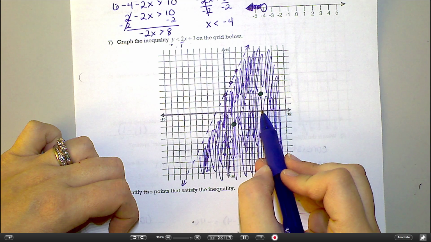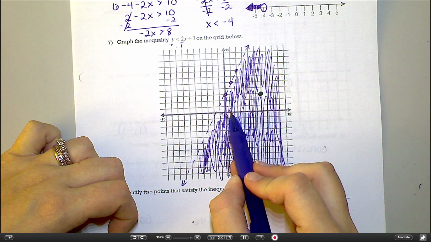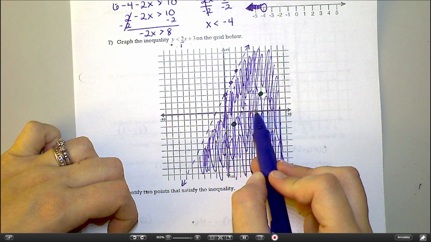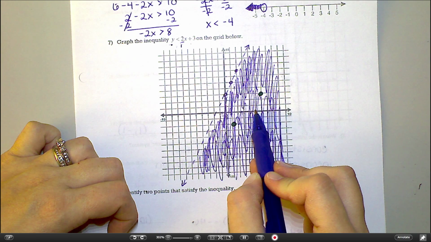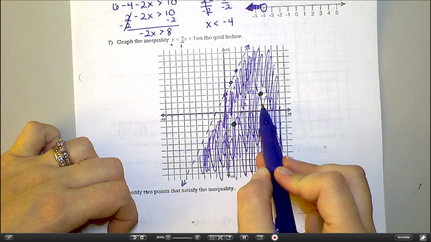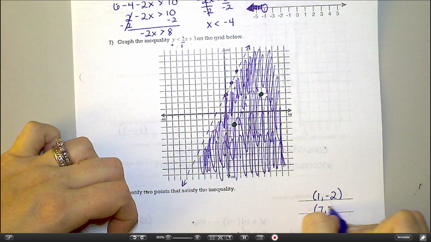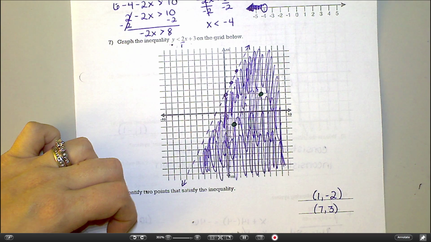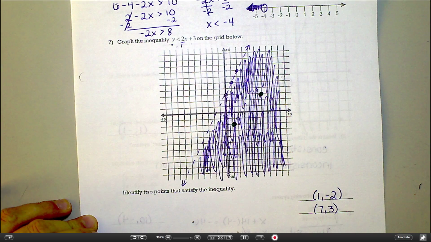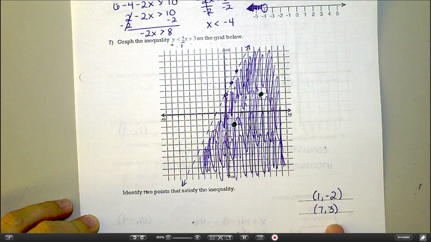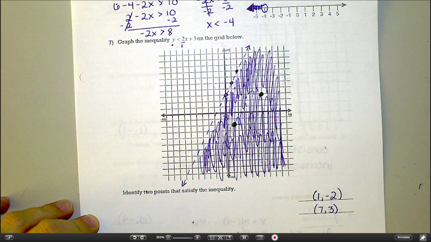And then this one, oh, why did I pick one so hard to count? 1, 2, 3, 4, 5, 6, 7, and then up 3. So I'm thinking that's 7, 3. But again, you could pick anything you wanted in here. There are an infinite number of possibilities for this question. So pick anything that's shaded. I just randomly picked 2 that I liked.